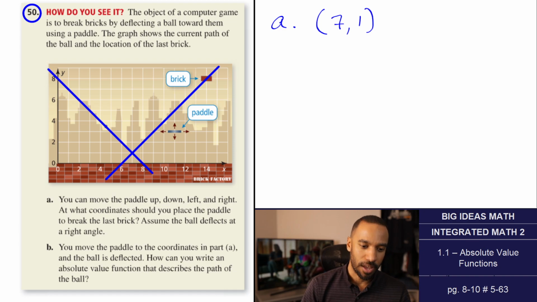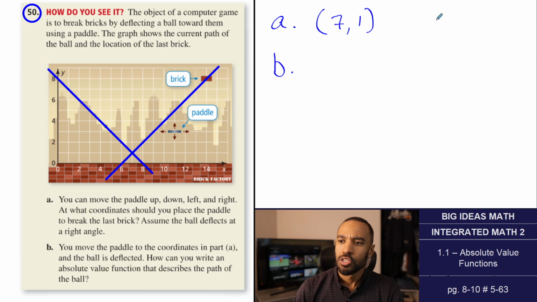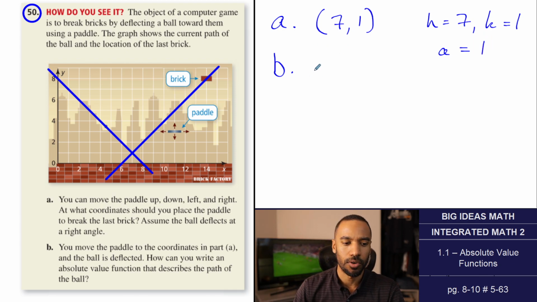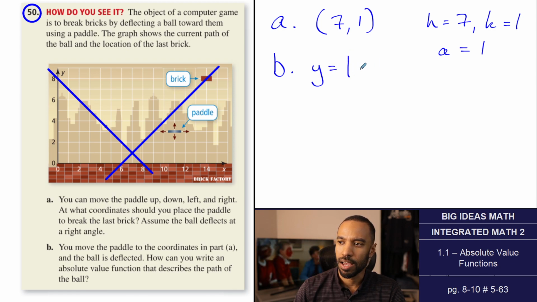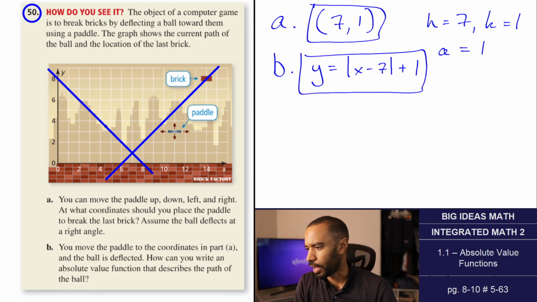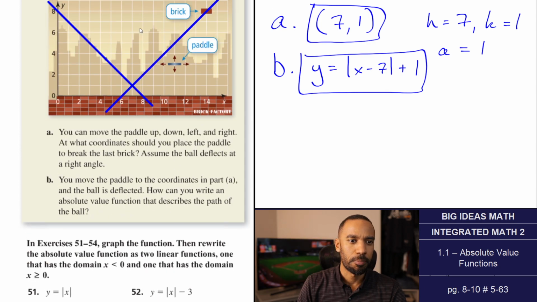How can you write an absolute value equation? Okay, so there's where they mention absolute value, and I like this problem. So your H is 7, your K is 1, and your A is 1. Those are up 1 over 1. So it's going to be y equals absolute value of x minus 7 plus 1, like so. Okay. We have 13 more problems to go.